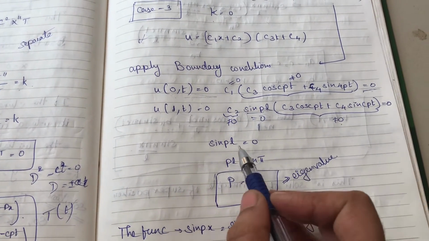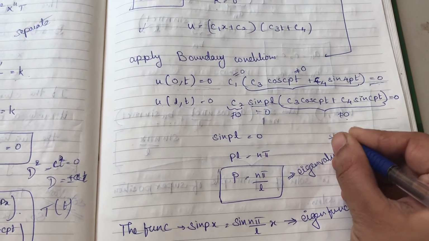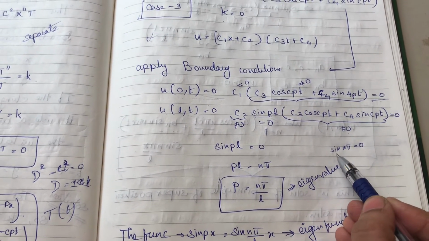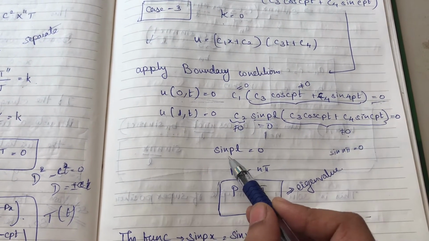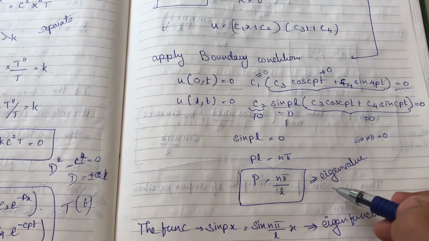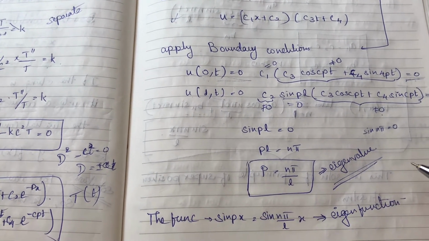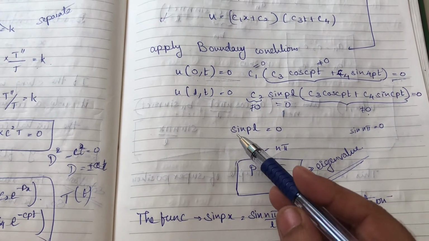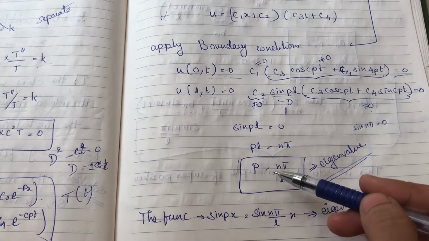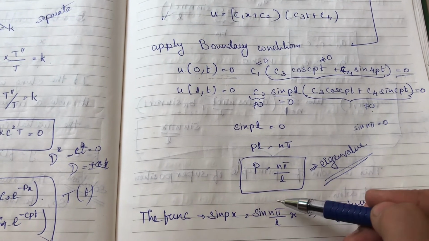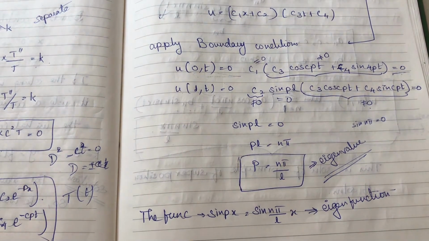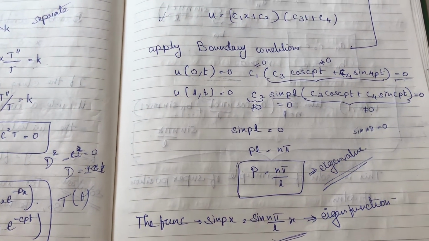So pL is equal to, we know that sin n pi will be equal to 0, right? So sin n pi is equal to 0. So pL is n pi. P is equal to n pi by L. This is nothing but the eigenvalue. And the function is sin px. If p is n pi by L, then sin of n pi by L into x. This term is the eigenfunction.